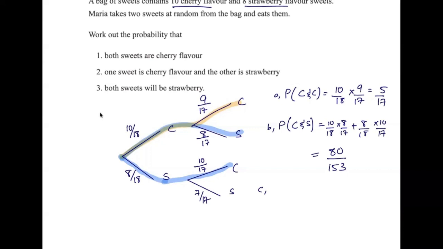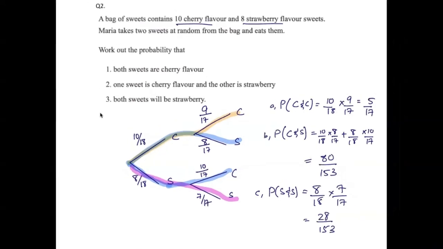Yes. Now we want both sweets to be strawberry. So that's going to be strawberry and strawberry. So 8 upon 18 times 7 upon 17. That's going to be 56 upon... If you simplify this, you should get 28 upon 153. Are we getting the right values? Yes. Okay.